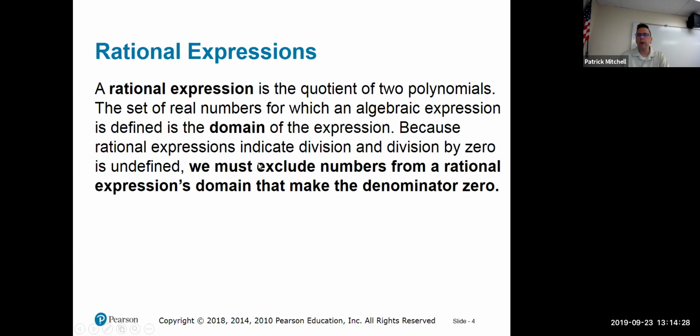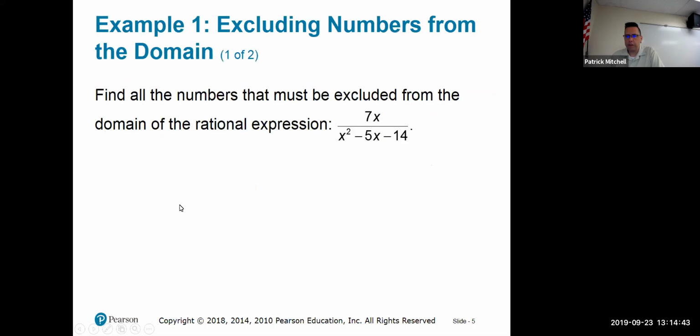So we have to be careful that the numbers that we're plugging into the polynomials are not making the denominator 0. Okay. So when they ask you about the domain of a rational expression, you're going to talk about the numbers that have to be excluded, the numbers that make the denominator 0. Okay. So here's an example of that. And by the way, this is an example of a rational expression. 7x is a polynomial. It happens to be a monomial, right? It has one term. And of course, this thing on the bottom is a polynomial that's called a trinomial. So this is a perfectly good rational expression.